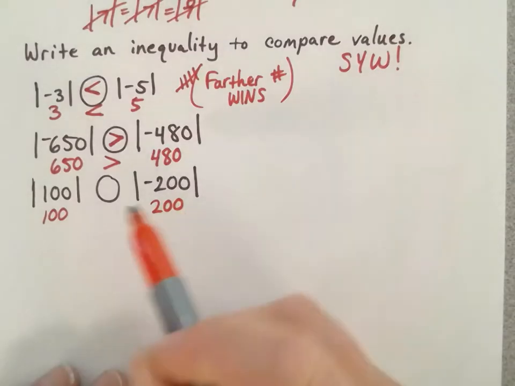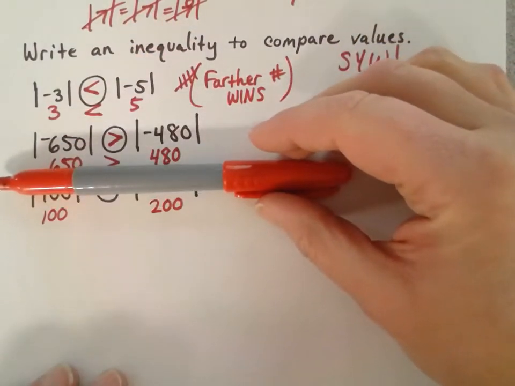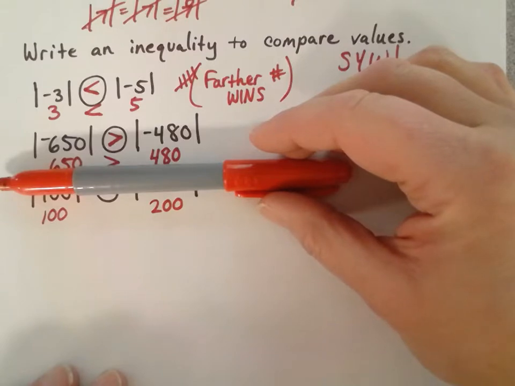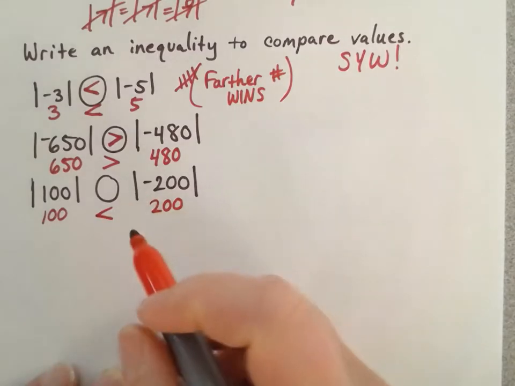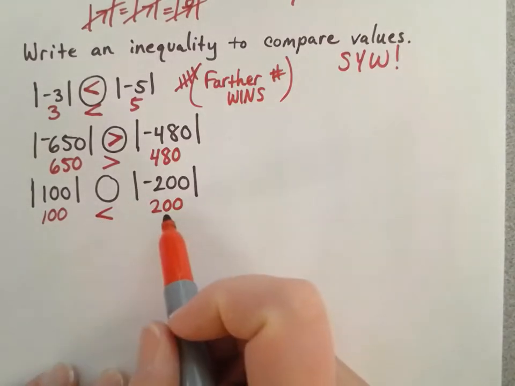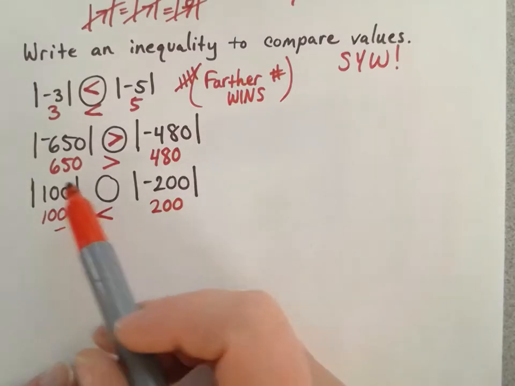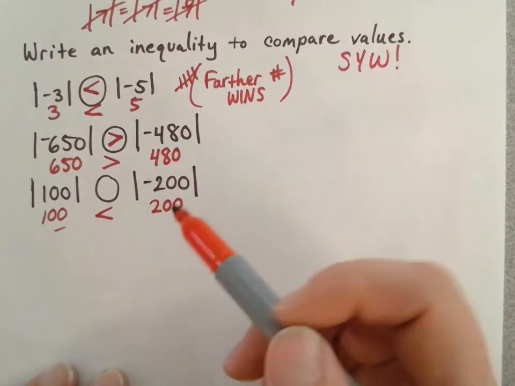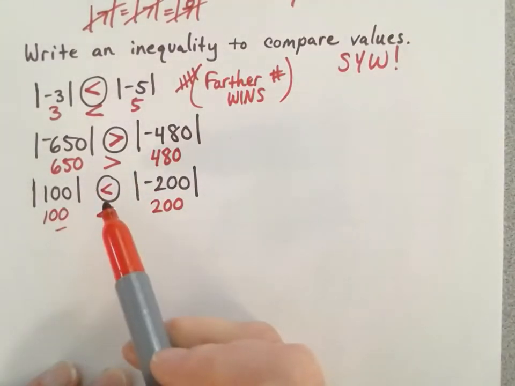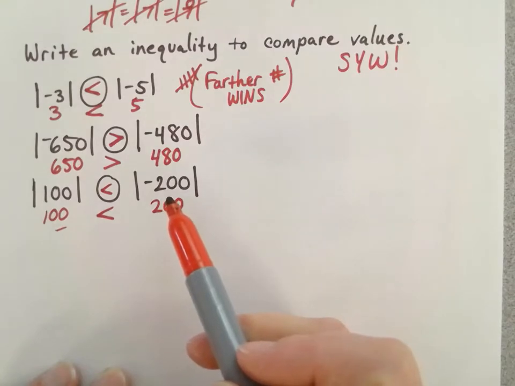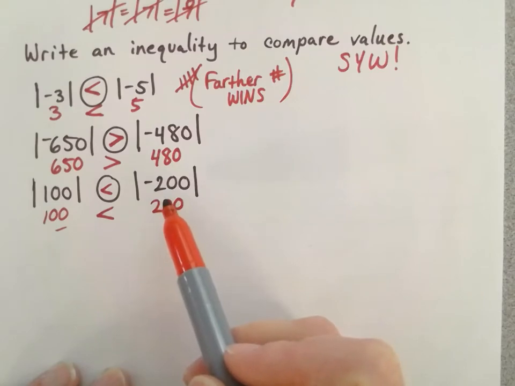Let's do some comparing. And again, I might cover up the original problem and just compare my 100 to my 200. What would be true? Is 100 greater than or less than 200? It's less than. 100 is definitely less than. $100 is smaller than $200. Well, if that's true, and I kept everything organized, the portion on the left stays on the left, the portion on the right stays on the right, this will still be a true statement. The absolute value of 100 is less than the absolute value of negative 200. What I'm saying is the distance to 100 is smaller than the distance to negative 200, and it sure is.